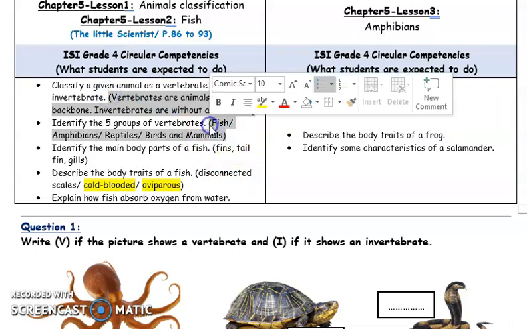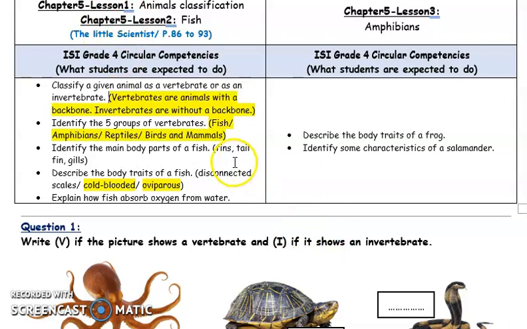So this was a quick review of the lesson.